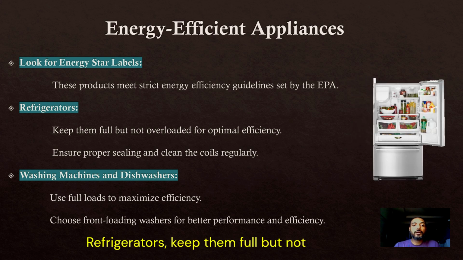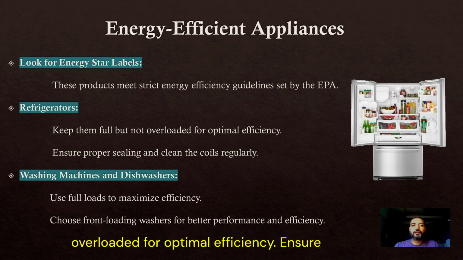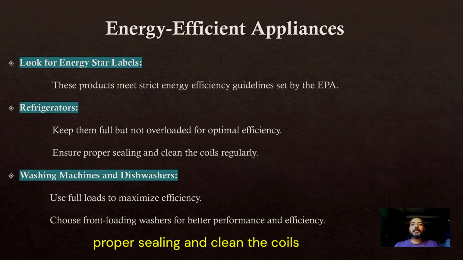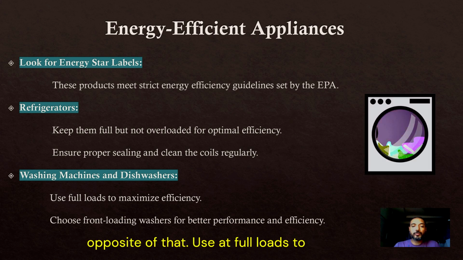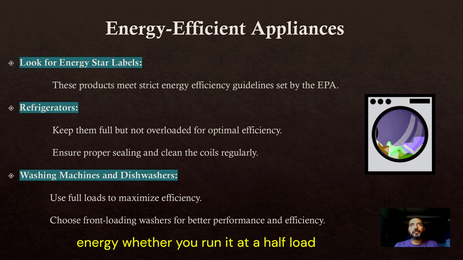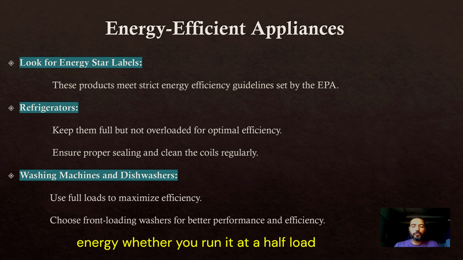Refrigerators: keep them full but not overloaded for optimal efficiency. Ensure proper sealing and clean the coils regularly. Washing machines and dishwashers, exactly the opposite: use them at full loads to maximize efficiency, because anyway it's going to consume the same amount of energy whether you run it at half load or full load. Choose front loading washers for better performance and efficiency.